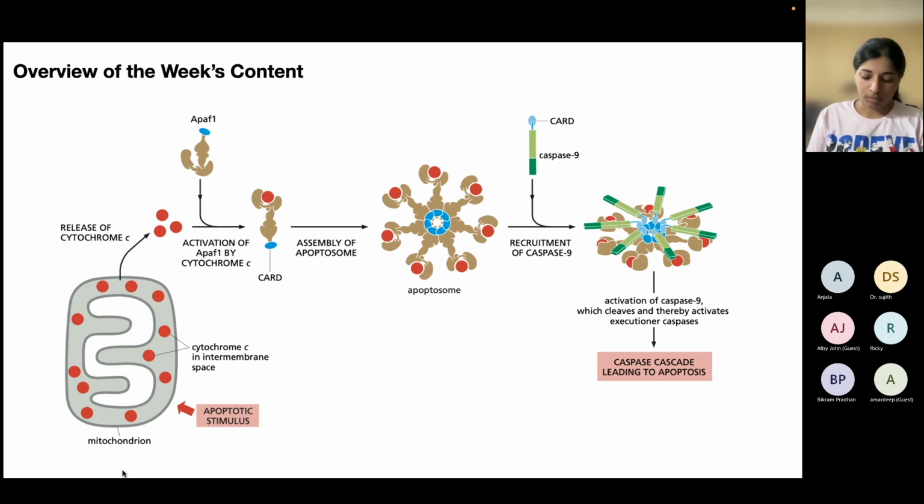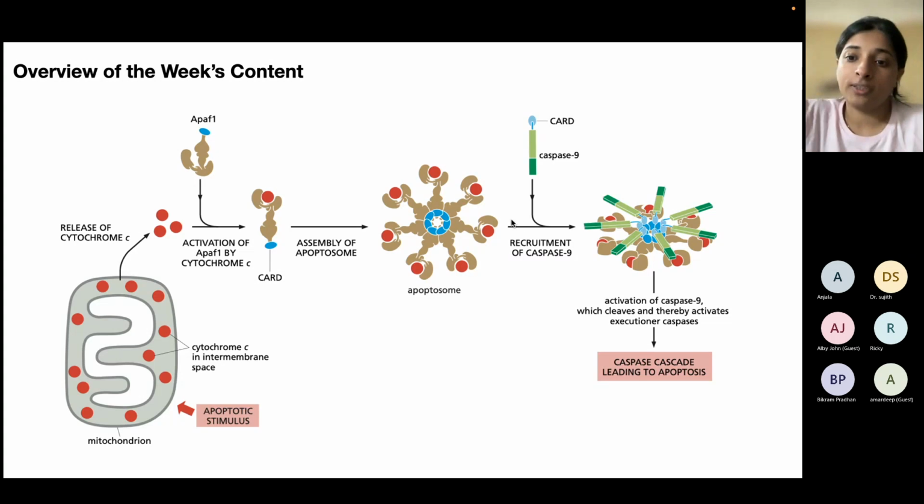BCL2 family of proteins majorly control this activity, and because of that, cytochrome C is released into the cytoplasm. Here, it can now interact with this protein known as APAF1, ultimately forming something known as the apoptosome. So here, if you see, there is this CARD domain. CARD domain is basically the domain where multiple units interact with each other and form this multi-protein assembly.